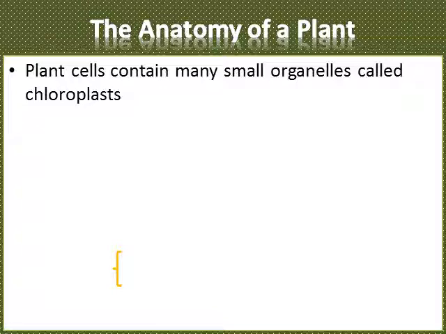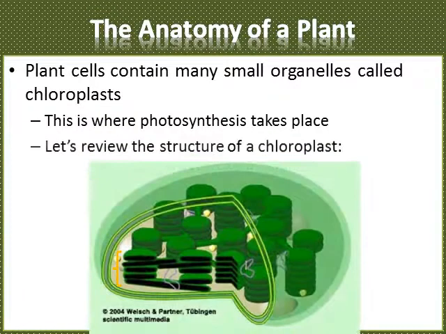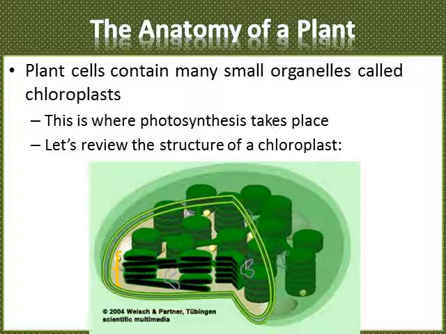Inside of your plant cells, remember, are very small organelles called chloroplasts. And they are super important, these chloroplasts, because it's where photosynthesis is going to take place. Okay, and this is just a quick review. Let's look at the structure of a chloroplast. Now, I know I talked about this before, but we're going to review it again just for those of us who do not remember it very well.